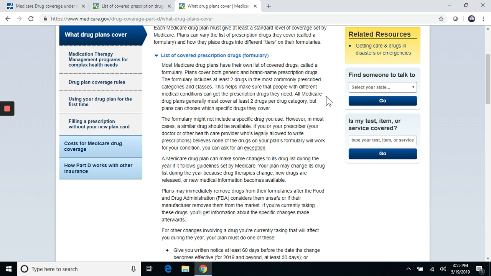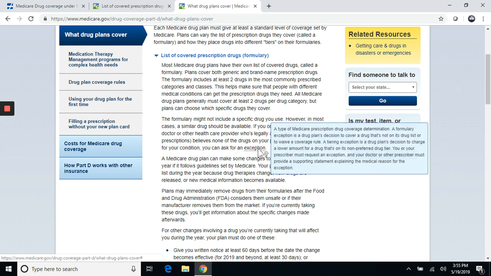All Medicare drug plans generally cover at least 2 drugs per drug category, but plans can choose which specific drugs they cover. The formulary might not include a specific drug you use. However, in most cases, a similar drug should be available. If you or your prescriber, your doctor or other healthcare provider who's legally allowed to write prescriptions, believes none of the drugs on your plan's formulary will work for your condition, you can ask for an exception. An exception simply is a type of Medicare prescription drug coverage determination.